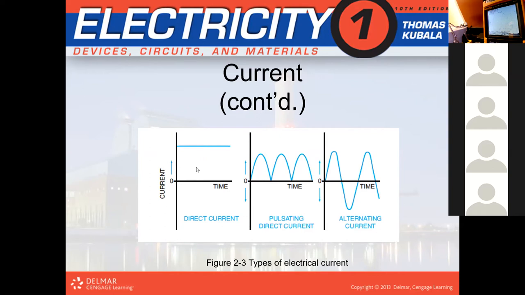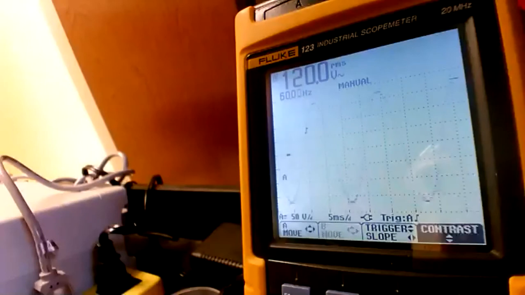Everybody okay with that? Yeah. Those are the steps in converting AC to pulsating DC to straight DC. Now let's get the oscilloscope, and I'm going to show you an example of how that's measured.